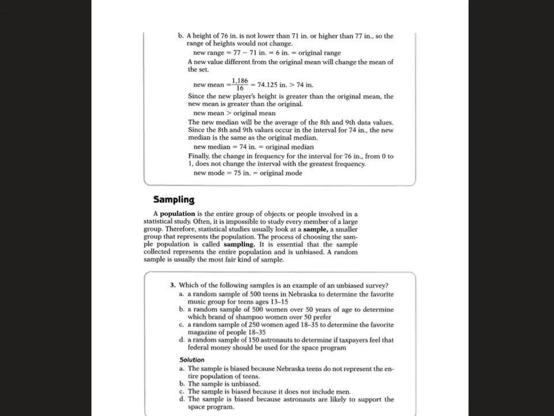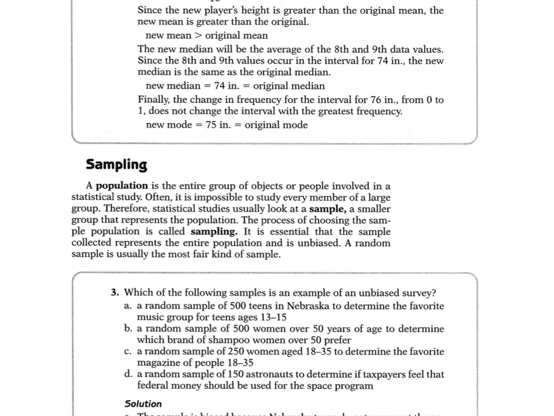If we look at sampling, a population is the entire group of objects or people involved in a statistical study. Often, it is impossible to study every member of a large group. Therefore, statistical studies usually look at a sample, a smaller group that represents the population. The process of choosing the sample population is called sampling. It is essential that the sample collected represents the entire population and is unbiased. A random sample is usually the most fair kind of sample.